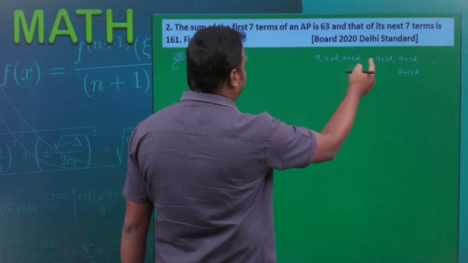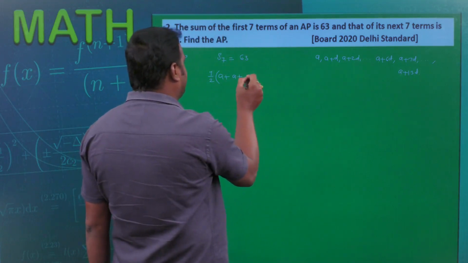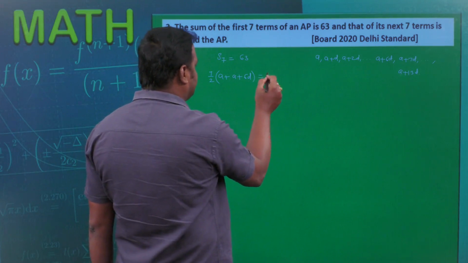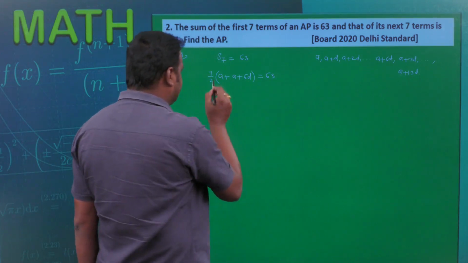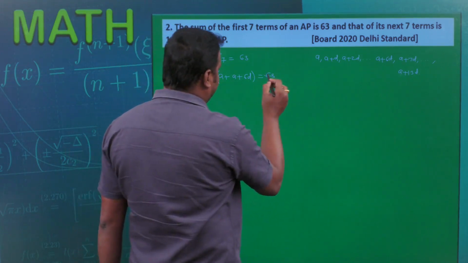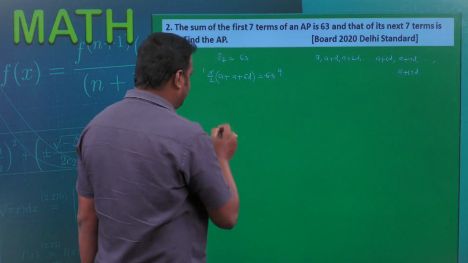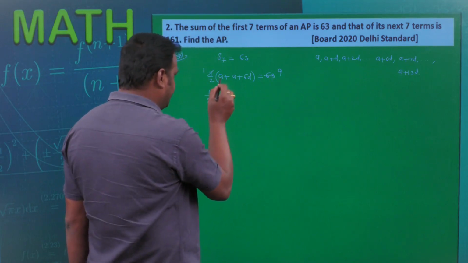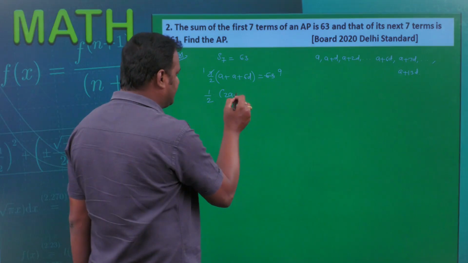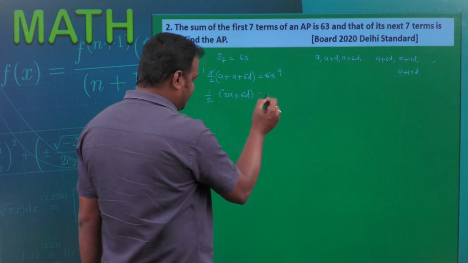A7 means the 7th term, which is A plus 6D, is equal to 63. Now see the cancellation: 7 ones are 7, 7 nines are 63. This is 1 by 2 into A plus A, which is 2A, plus 6D is equal to 9.